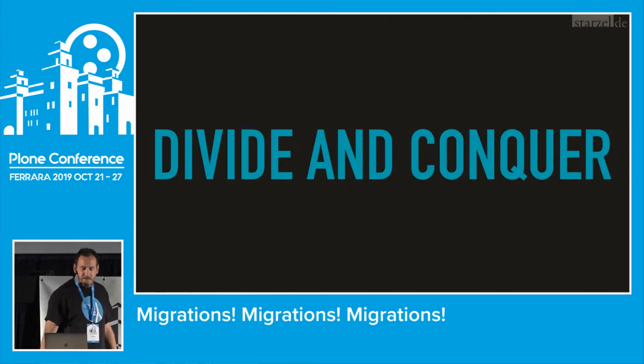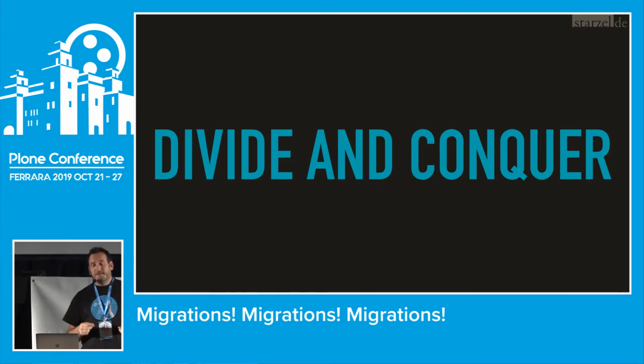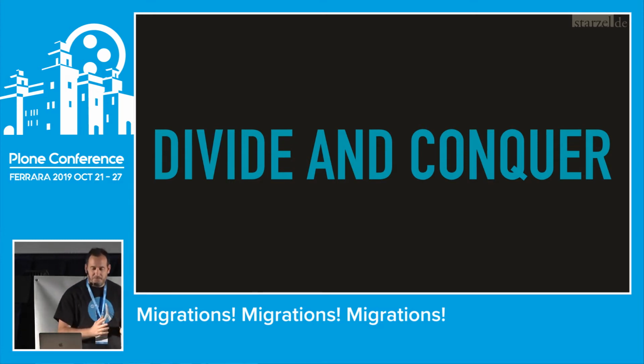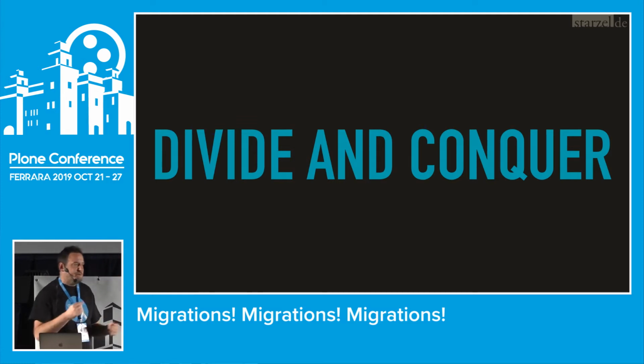So the second big lesson is to divide and conquer. In an abstract way, that means deal with one problem at a time, remove and replace one add-on at a time, solve one problem at a time, and ignore problems that don't block you. Put them in a to-do list, and they may have just gone away in Plone 5.2.